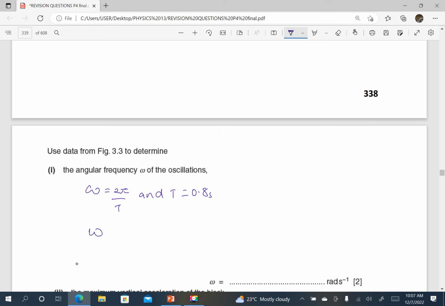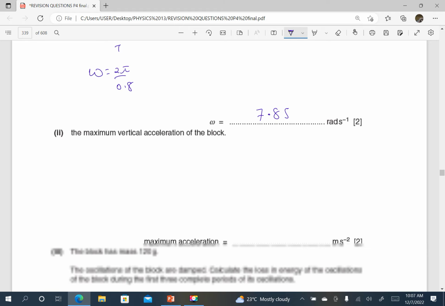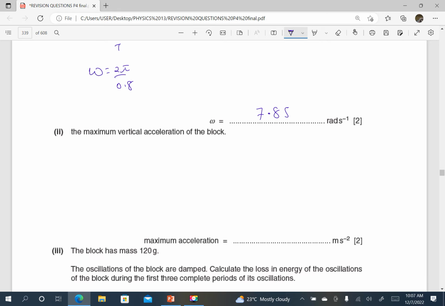So omega is going to be 2 pi divided by 0.8. I just check my calculator here. So omega is 7.85 radians per second. Then the maximum vertical acceleration of the block.